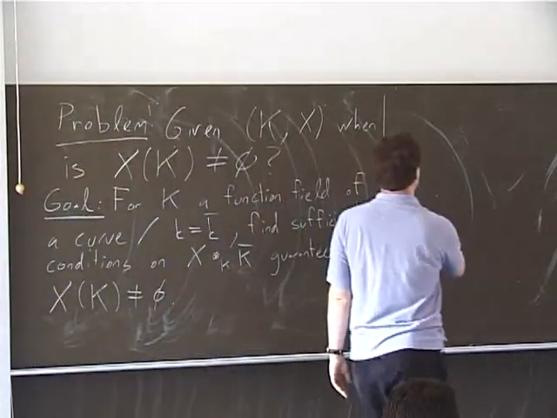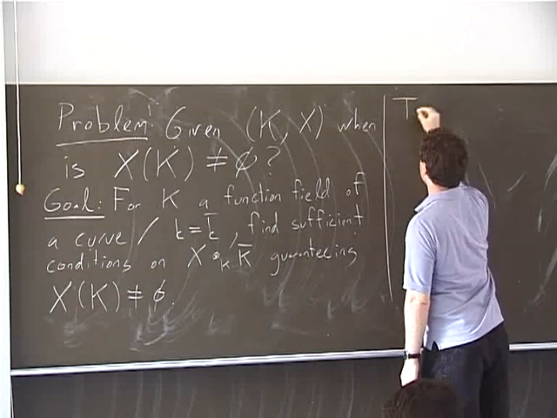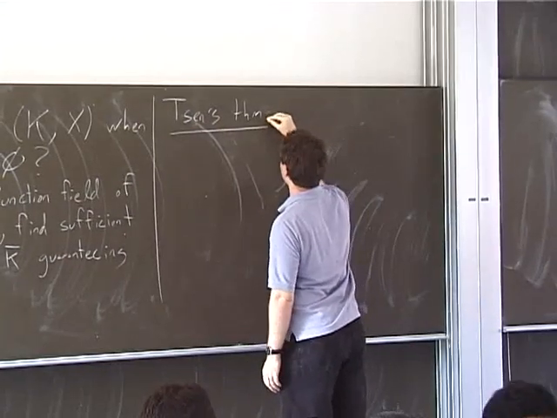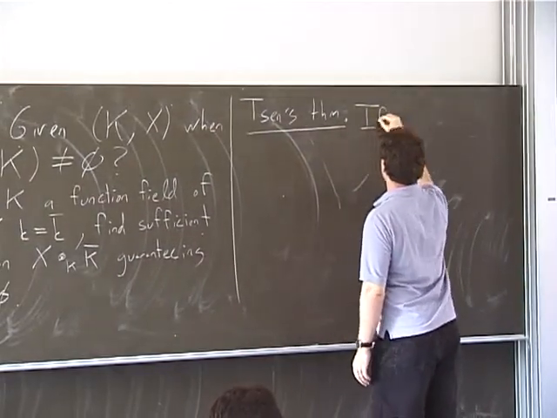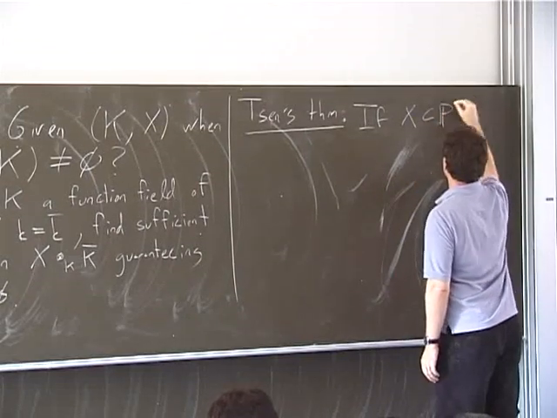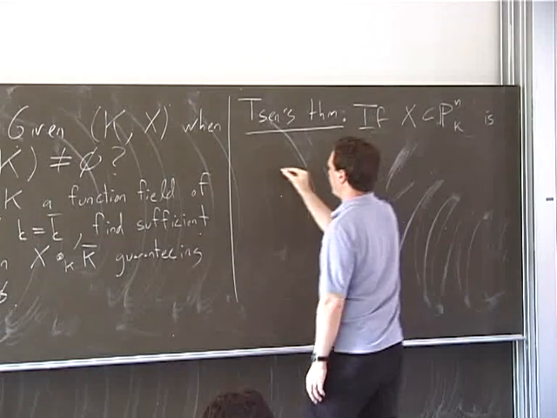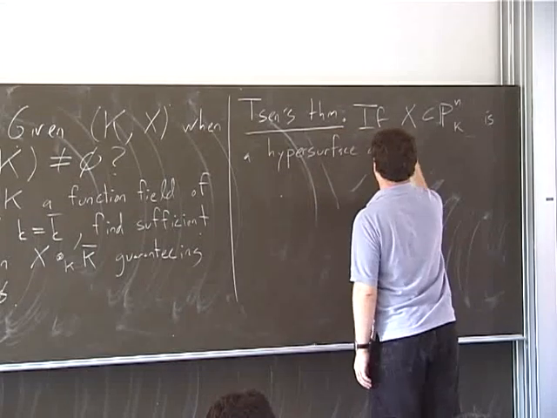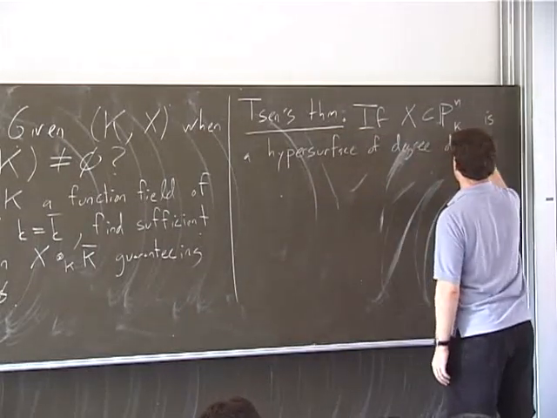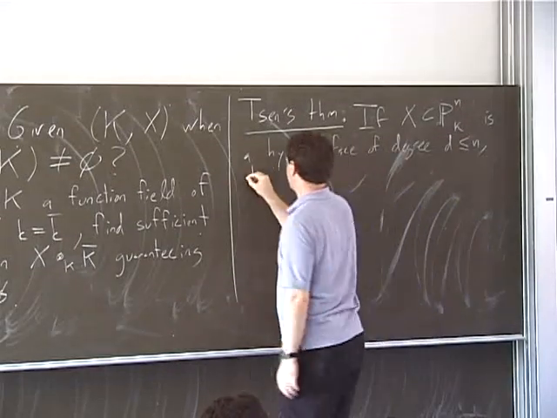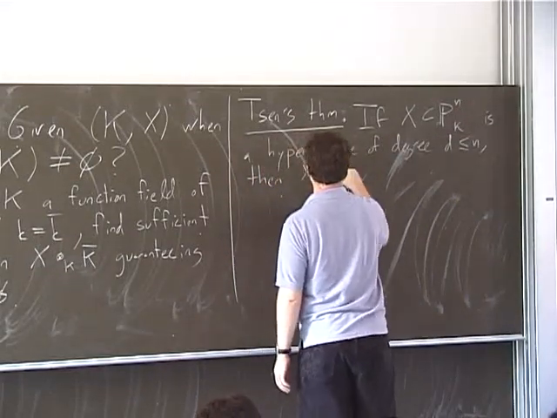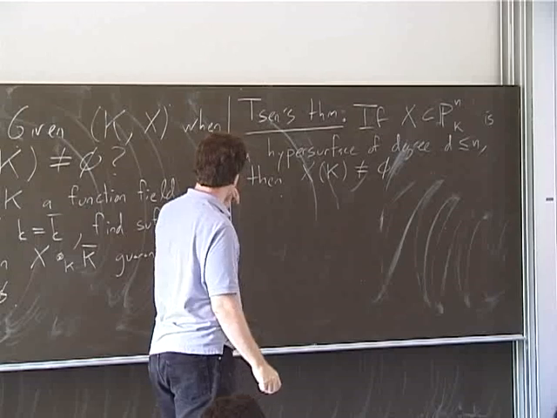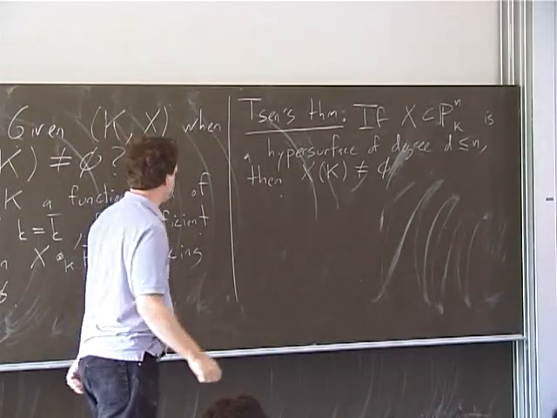And then what we saw yesterday, Tsen's theorem, gives one answer. And I'll mention a couple of other answers. So Tsen's theorem is one answer: if X in P^n_K is a hypersurface of degree d less than or equal to n, then X has a K-rational point. So that's one answer.